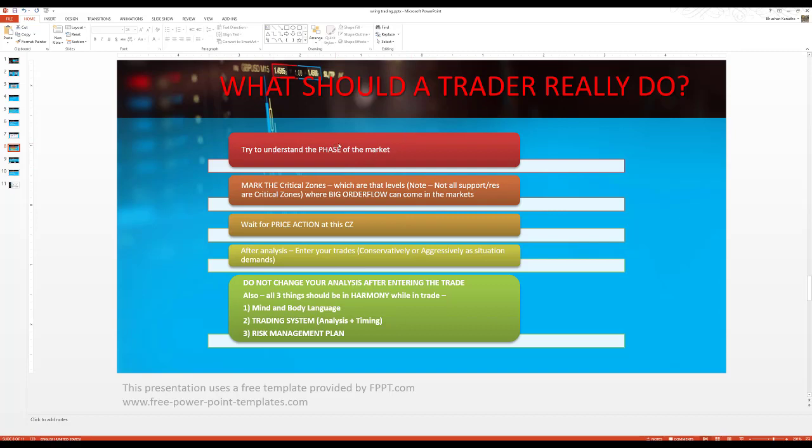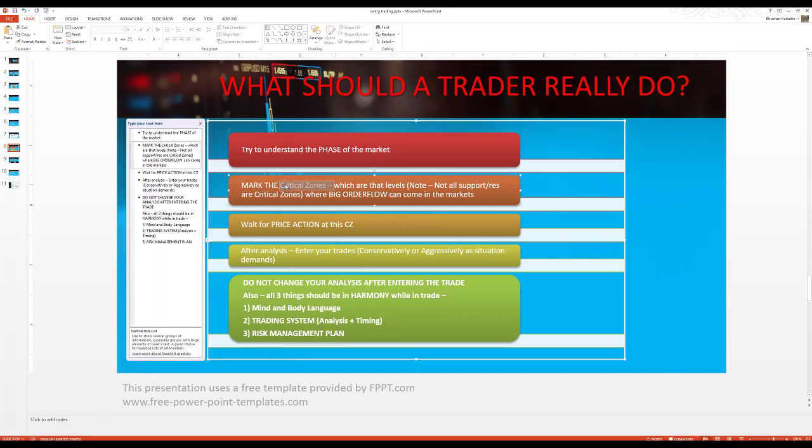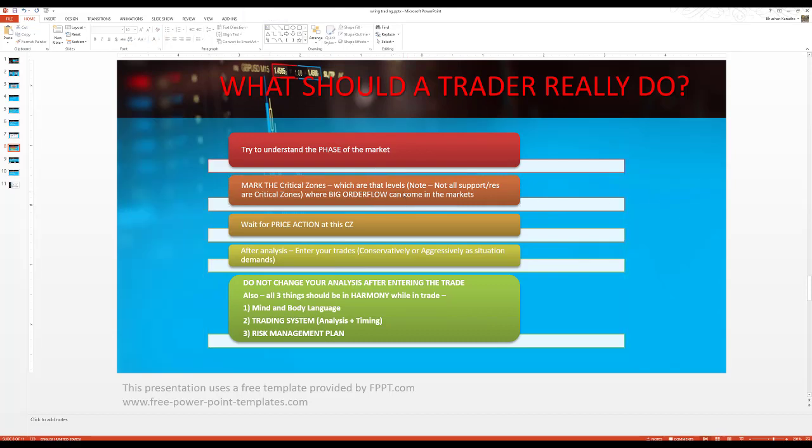So try to understand the phase of the market and mark the critical zones. It is not only support and resistance, which people misconceive. It is the order flow, from where the order flow has been initiated. Wait for price action at this zone, and then you can enter aggressive or conservative based on your capital and risk management. And these three things should be in harmony while you are in a trade: mind and body language, your trading system and analysis, and timing. Timing is very important. If you don't have timing, even if you have everything else, you will not make money in the market.